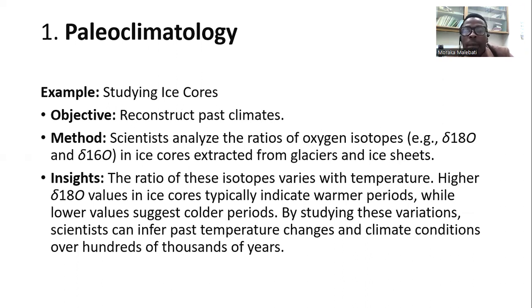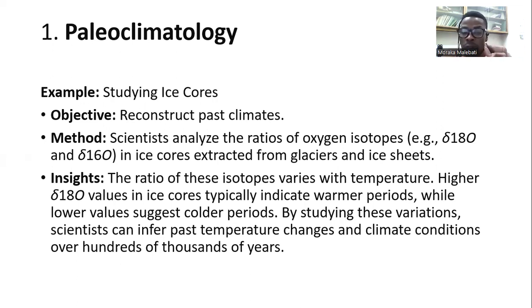So in terms of paleoclimatology, we use this for studying ice cores. I've separated these things in terms of the objective, the method, and the insight. The objective is to reconstruct the past climate. We want to understand what our climate was like in the past. The method: scientists analyze the ratios of oxygen isotopes in ice cores extracted from the glaciers and the ice sheets. Now the ratio of these isotopes varies with temperature.